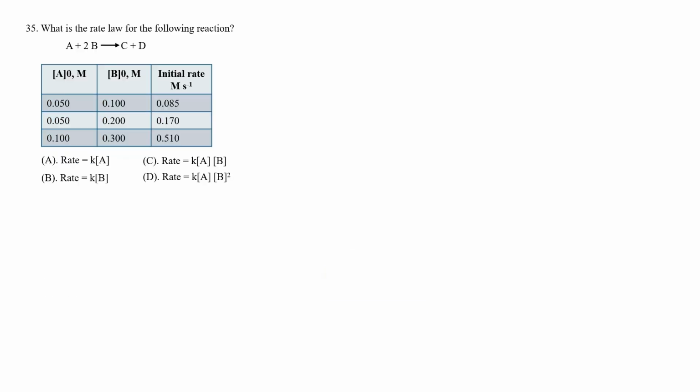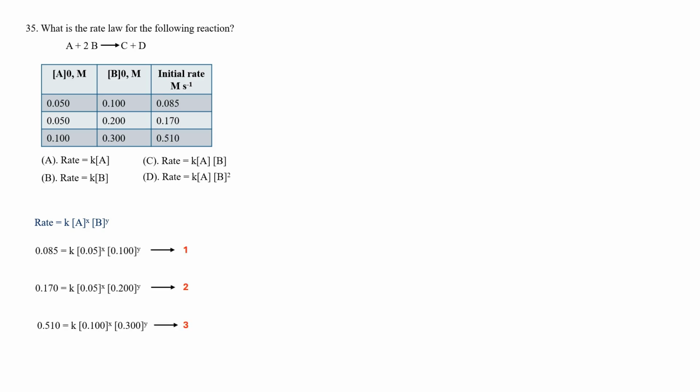Let's move on to our last question. Similar to the previous one, what is the rate law for the following reaction? The reaction is given: A plus 2 moles of B, and the products are C plus D. A concentration and B concentration are given in 3 experiments along with their initial rates. Now what is the rate law for this reaction? We can assume that the order in terms of A is X and the order for B concentration is Y. Let's find out what these orders X and Y are.